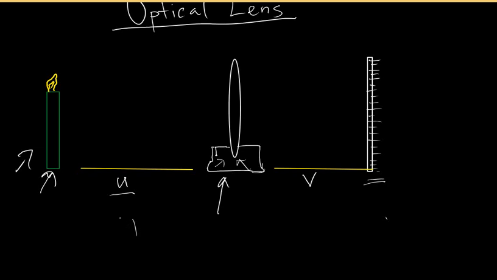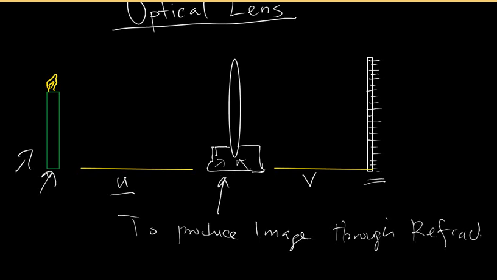An optical lens is actually used to produce the image of an object by means of refraction. So through refraction, an optical lens actually produces the image of the object.